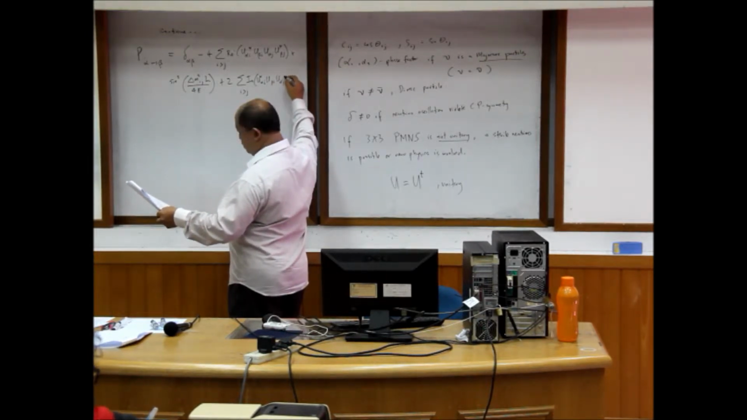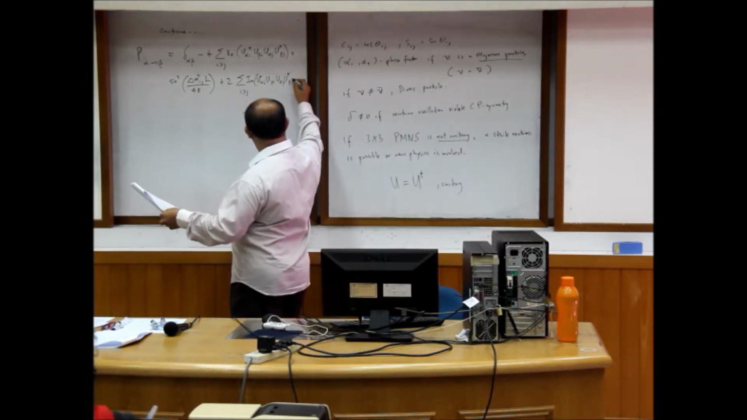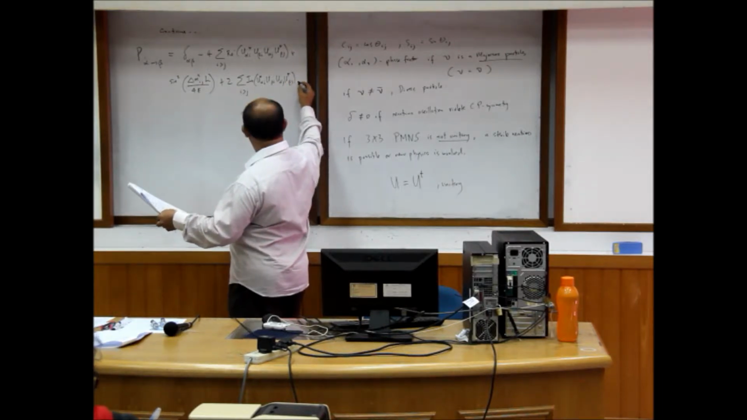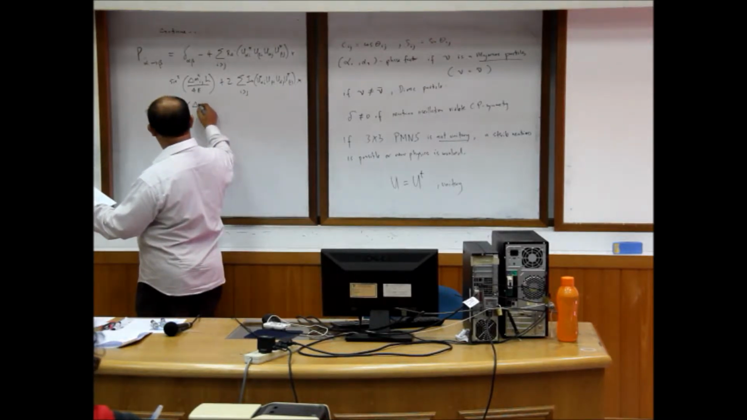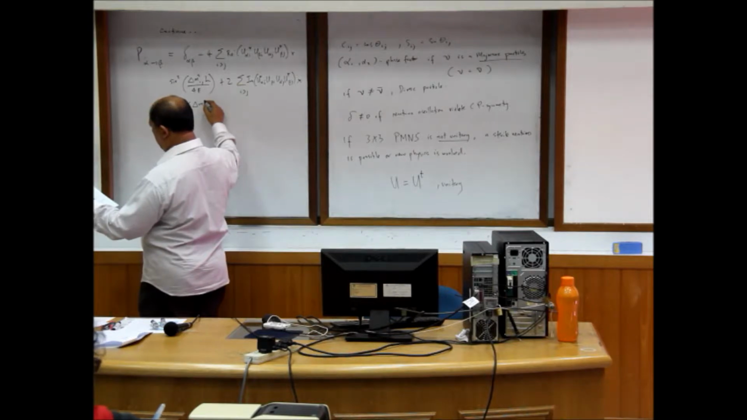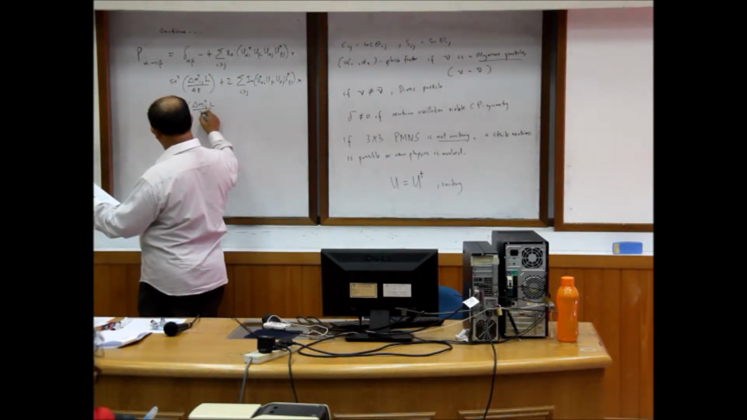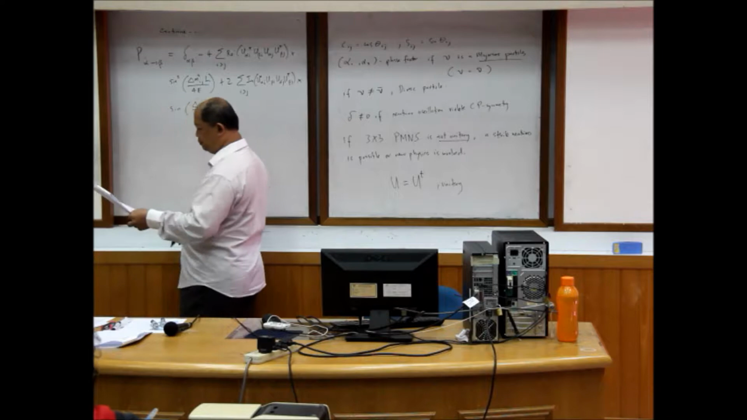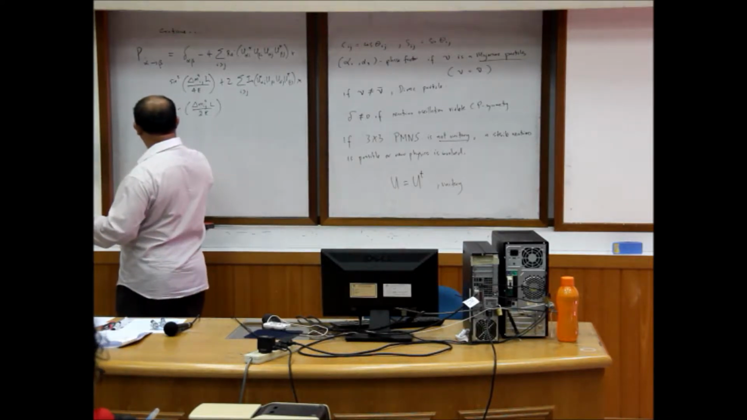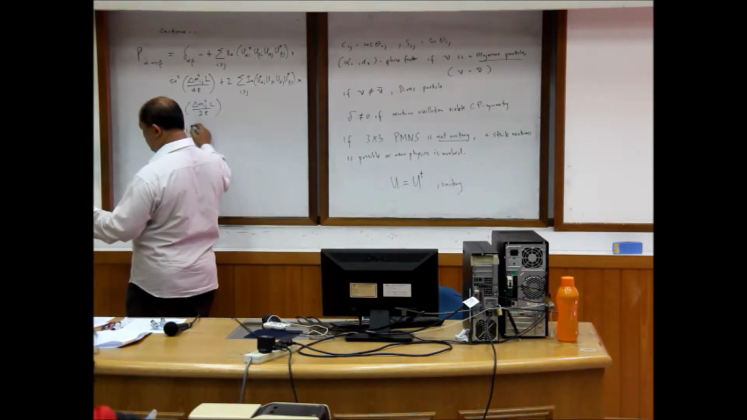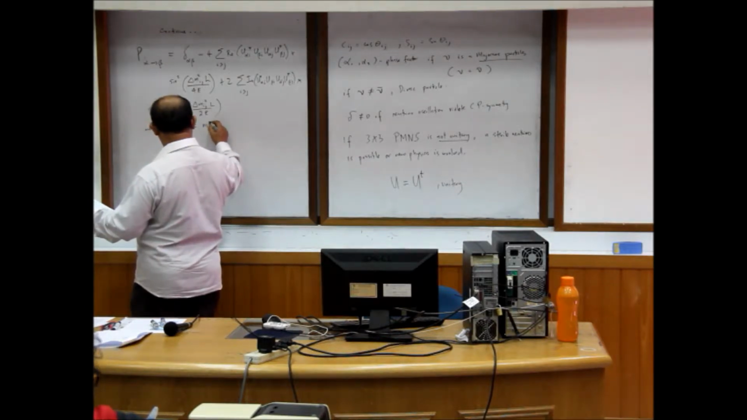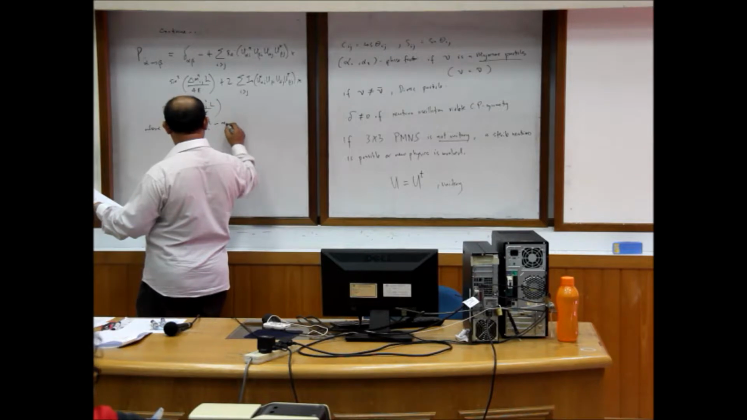U alpha j star beta j sine delta mij square L divided by E, where delta mij square is actually mi square minus mj square.